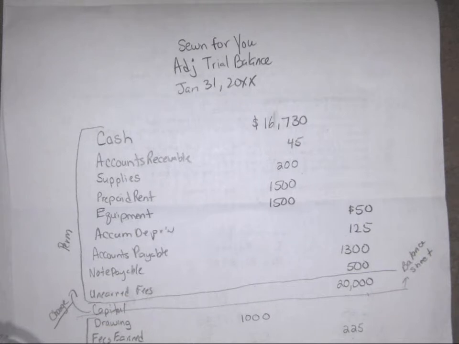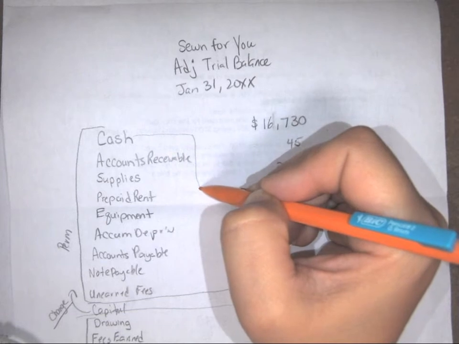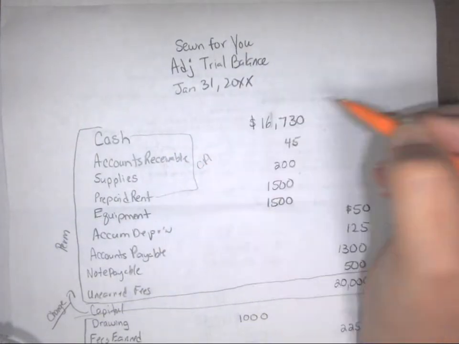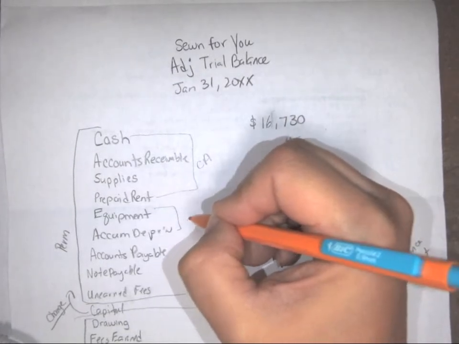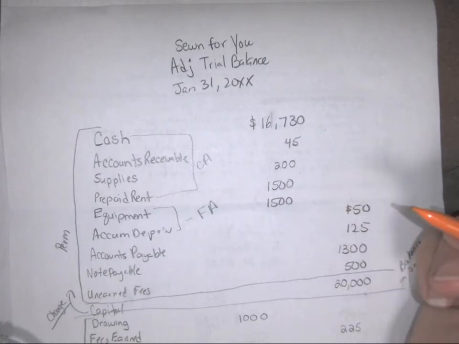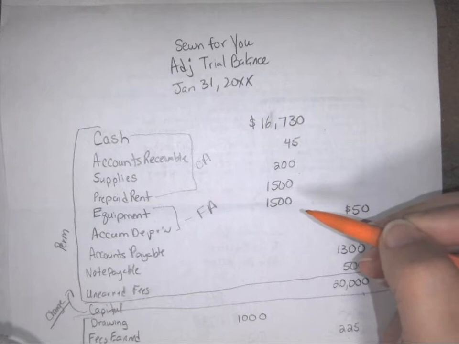I do want to look at this as more of a classified balance sheet. So we do have to separate these items out. Cash down through prepaid rent are things that we consider to be current assets. Equipment and depreciation are going to be fixed assets. And then we have the other items such as accounts payable, note payable, and unearned fees.